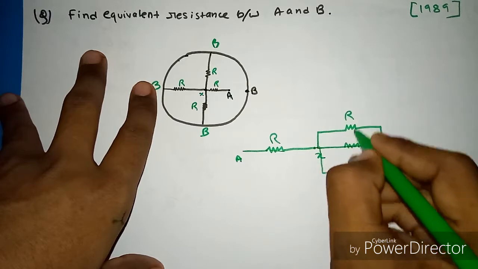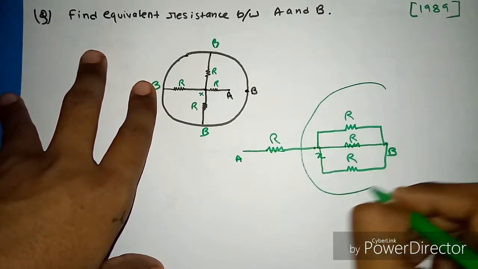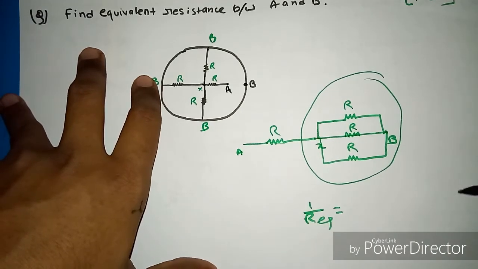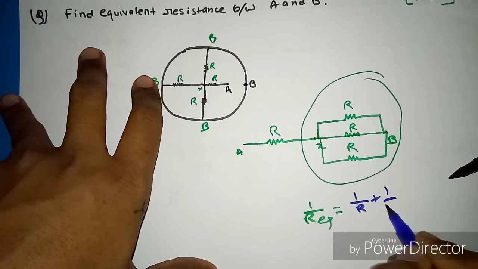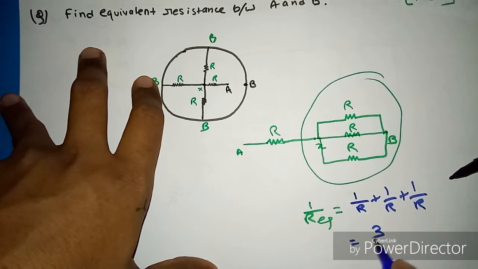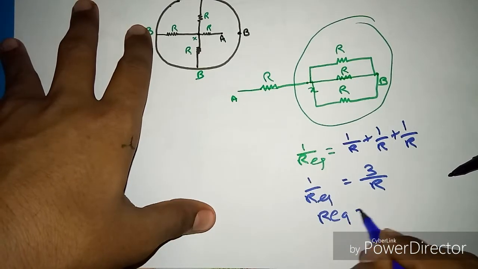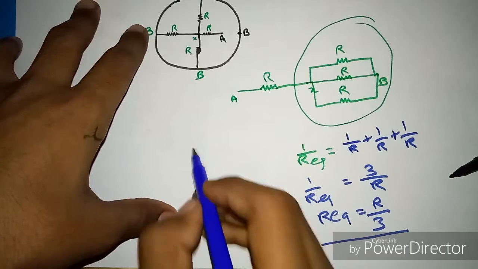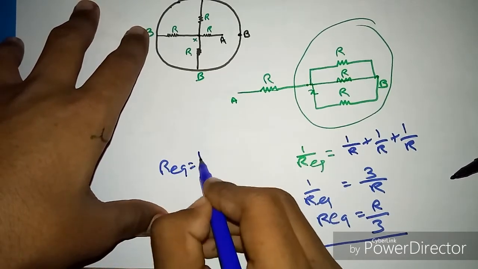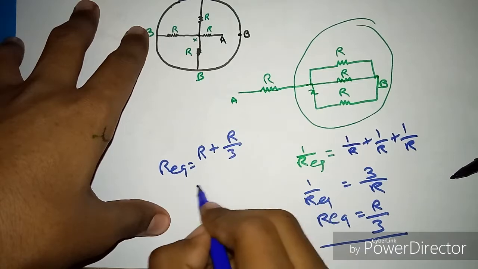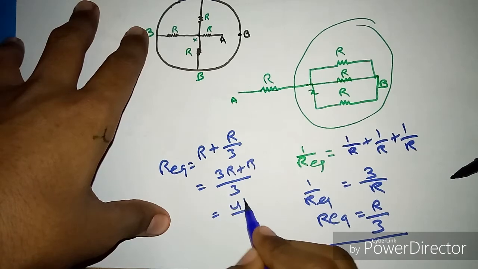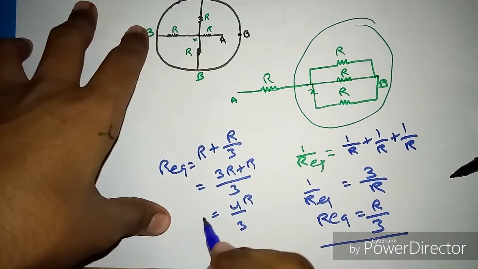Okay, so this R and R. Now we'll solve this, and while we are solving this, 1 by R equivalent equals 1 by R plus 1 by R plus 1 by R, that is 3 by R. So R equivalent tends to R by 3 for this circuit. Okay, so now again R equivalent equals R plus R by 3, that is 3R plus R, that is 4R by 3 is the correct answer.